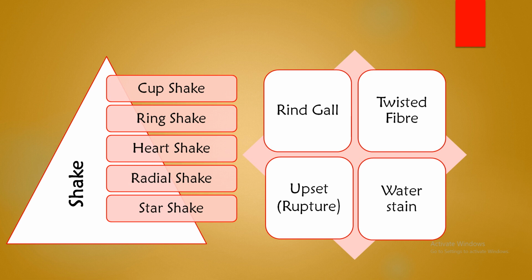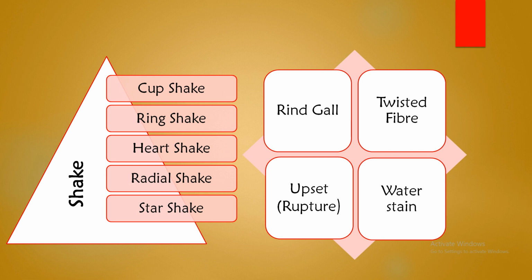The next defect is upset or rupture. An upset is caused due to the improper felling of trees. The wood fibres are injured during the falling of trees by crushing or compression. Such a defect is called the upset.